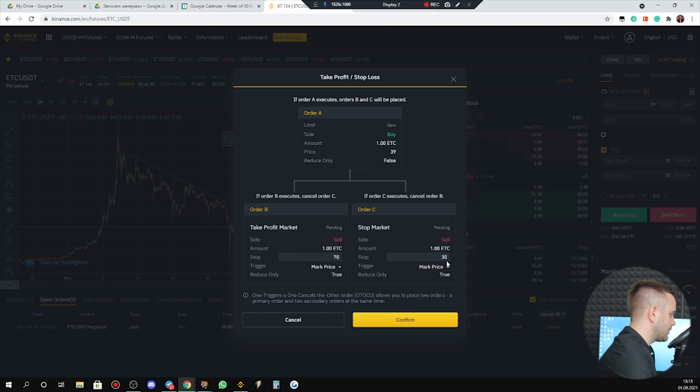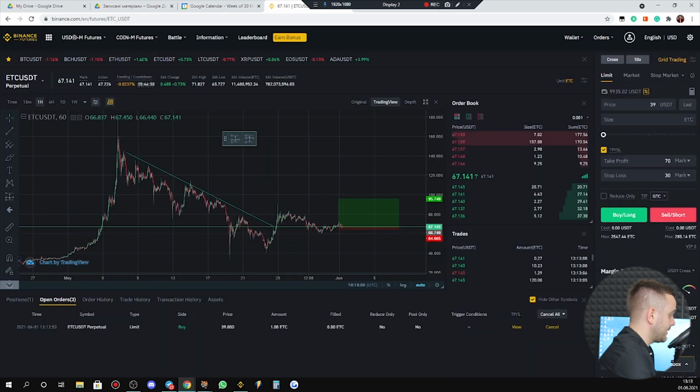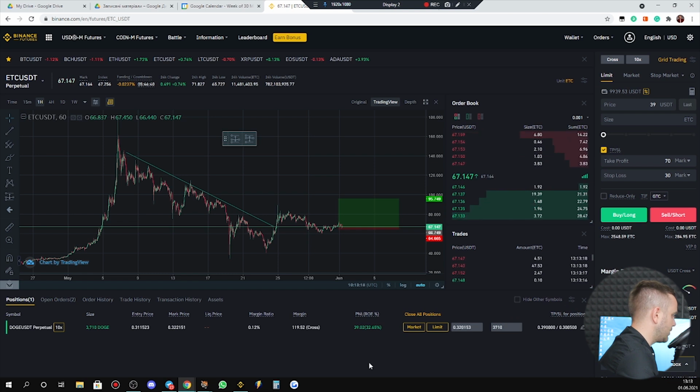I recommend you to use this one, to set stop loss and take profit when you trade futures, because, my friends, as you know, sometimes price can go against you, and it's important to save your funds. About other positions, as you can see, cancel, the same. You cancel it and you have it.